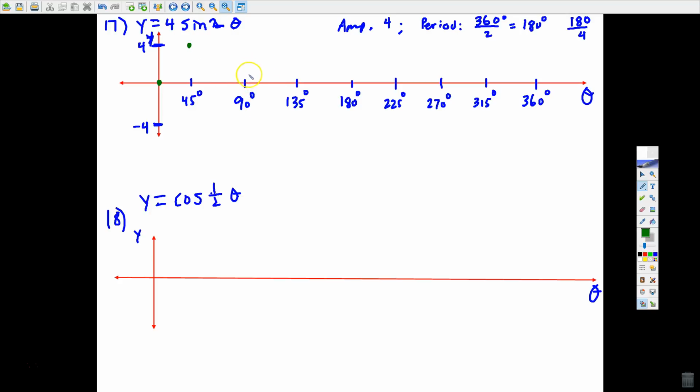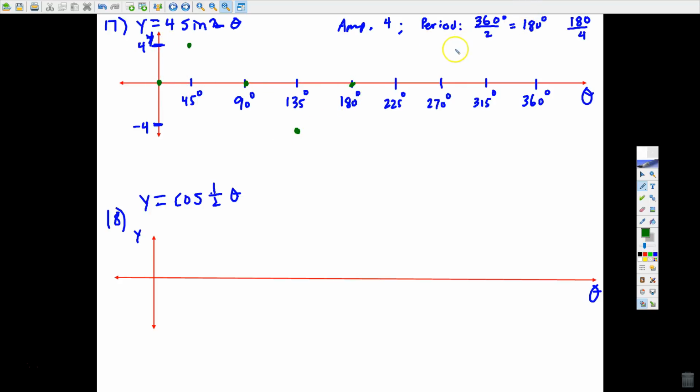And then you can kind of get the picture. If we do 90 for theta and multiply that by 2, we're doing sine 180. That's 0, and 4 times 0 is 0. Here we're going to get negative 4. It's sine 270, which is negative 1. Negative 1 times 4, negative 4. And then this is one cycle.